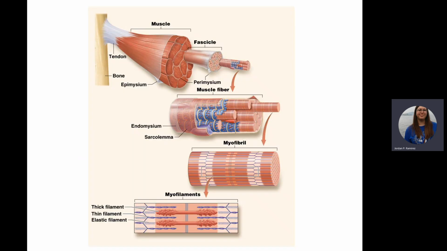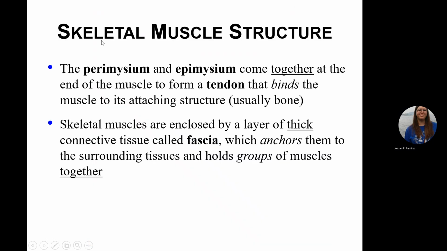Okay, and that's just telling you from smaller to larger, again, just putting it in relation to those connective tissue wrappings. And again, that muscle will taper down at the end to form this tendon. This connective tissue will essentially attach the muscle to the bone. Again, that's what tendons do. They attach muscle to bone.